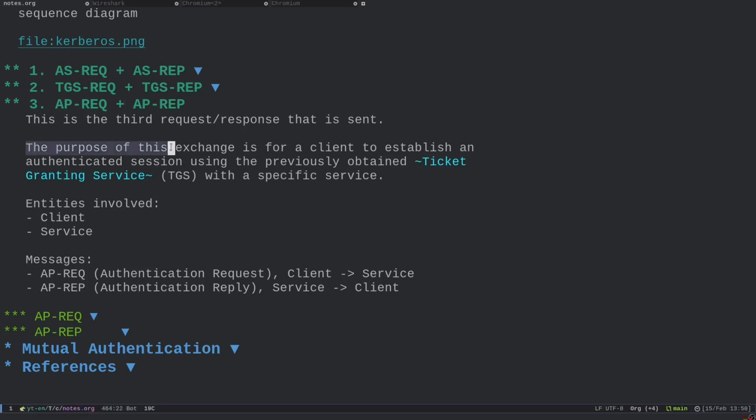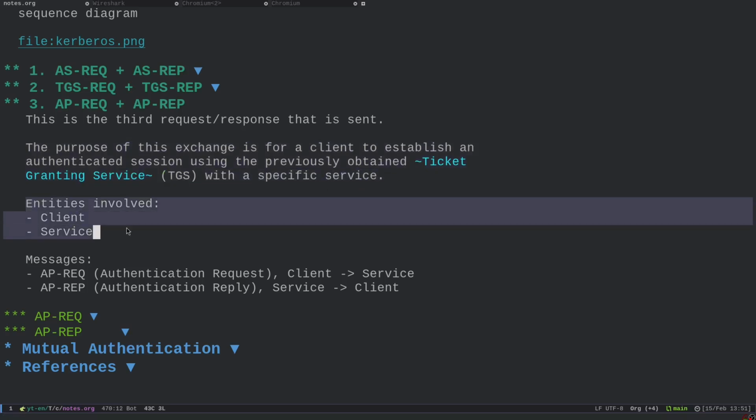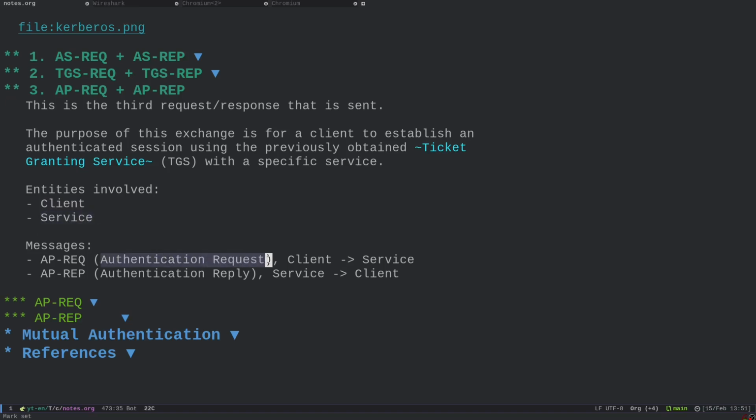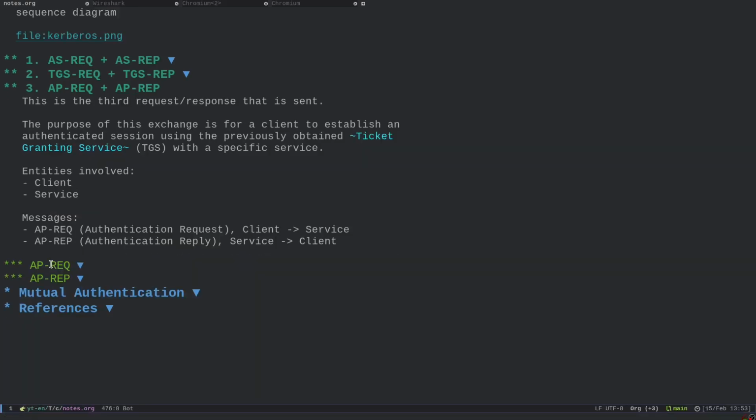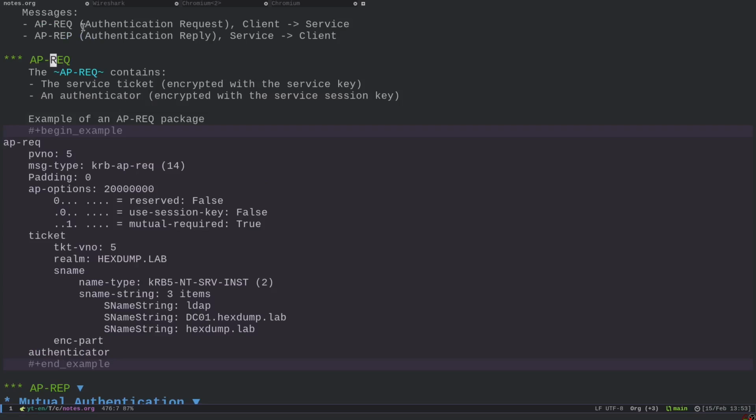The purpose of this exchange is for a client to establish an authenticated session using the previously obtained ticket granting service, so the TGS or service ticket, you can call them however you want, with a specific service of course. So this time the entities involved are the client and the service. This is the final request and response. So we have an authentication request and an authentication reply. So let's start by analyzing the AP-REQ, so the authentication request.